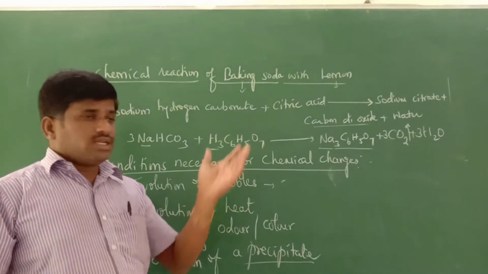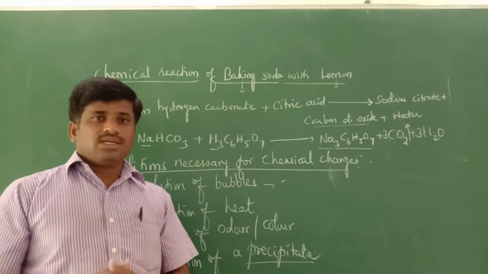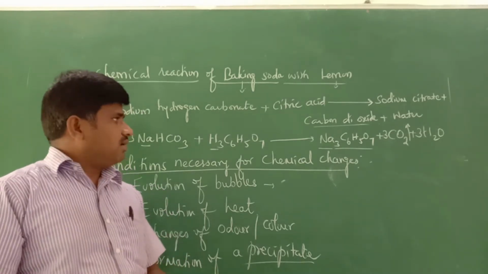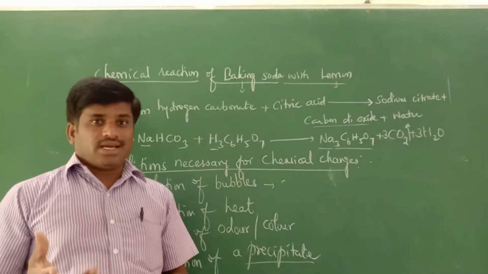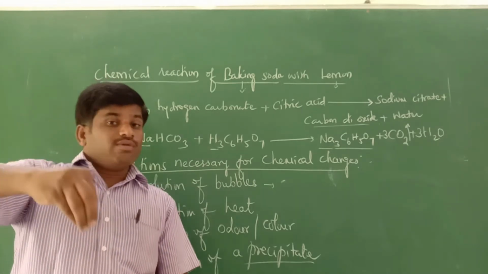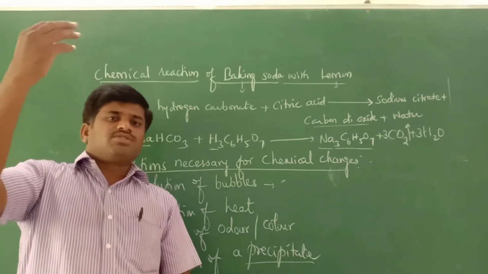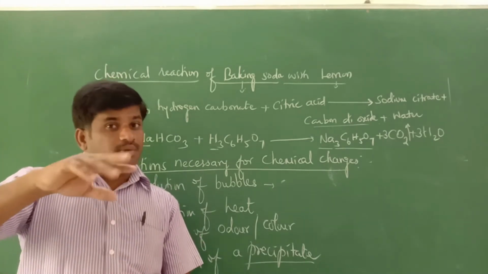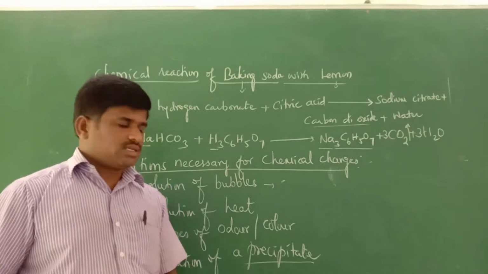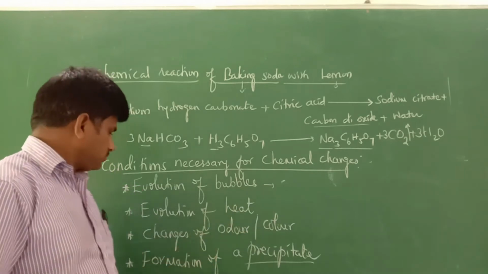When washing soda is mixed with citric or acetic acid, in that also evolution of bubbles comes out. You could observe the bubbles coming from that. That means carbon dioxide is released from the reactions. That is the reason. The same we can give as the example for this.